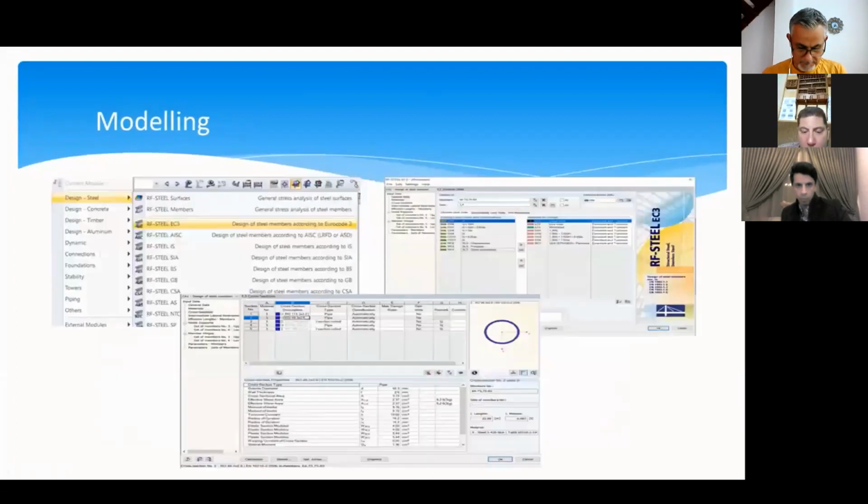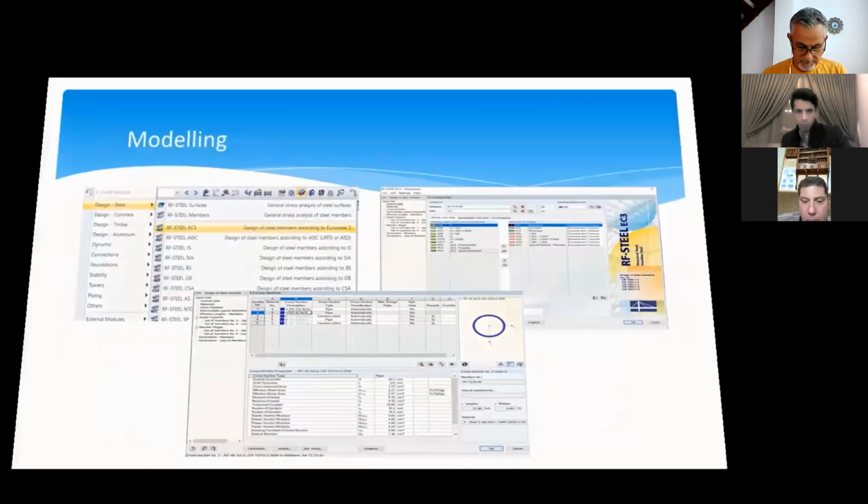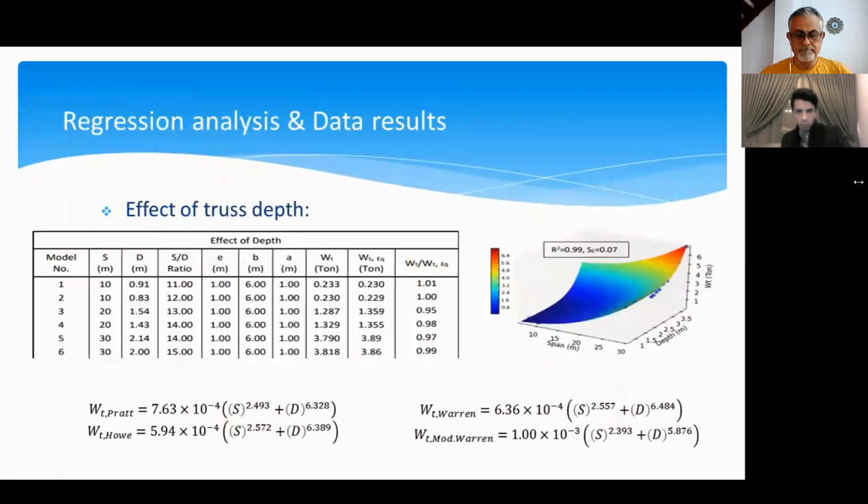This is the optimization stage, when we try to find the excellent percentage of design ratio. Here, the first effect will be the truss depth effect. After the optimization stage, we put the weight values of each model in the table right here.